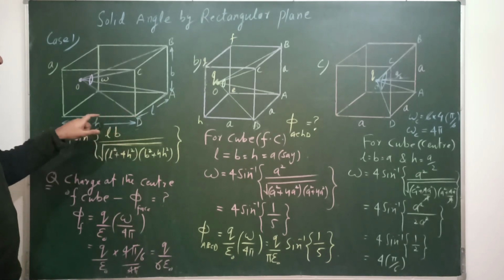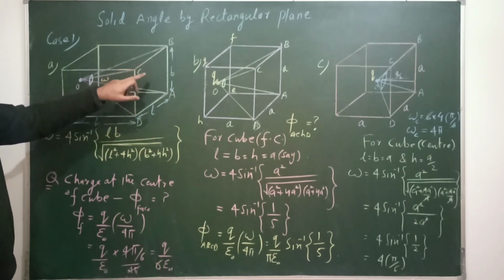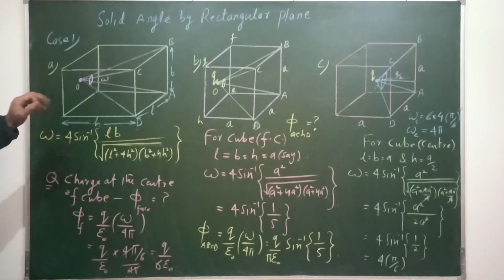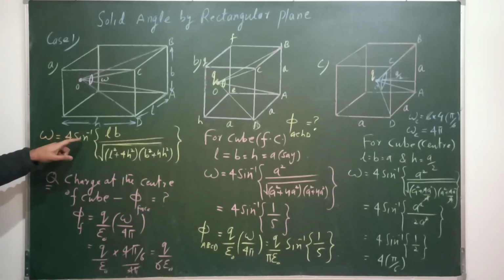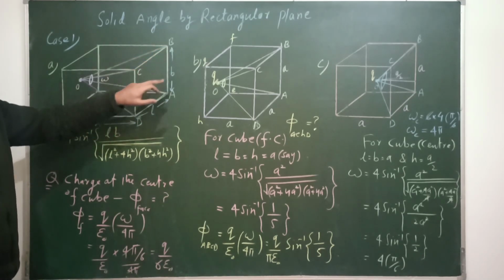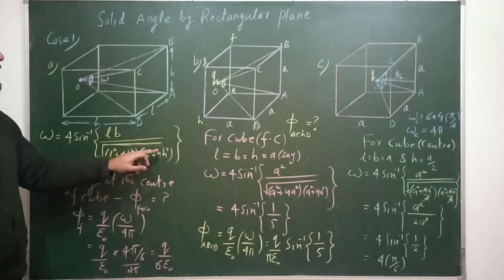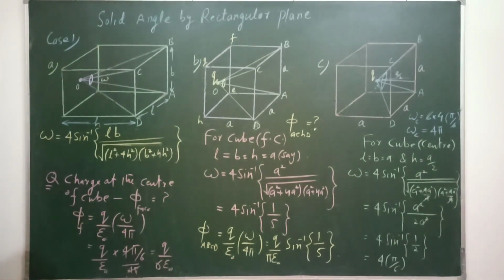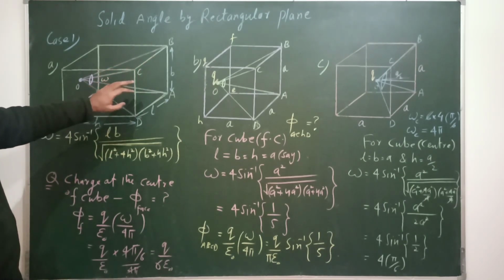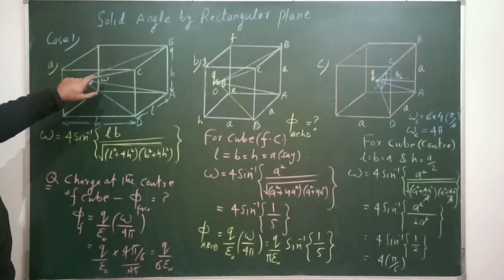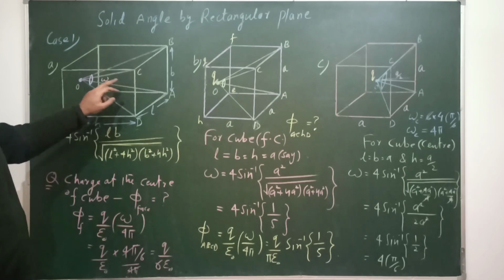Now, if h is the distance between these two parallel planes, then the solid angle subtended at point O is given by omega is equal to sine inverse of LB divided by under root of (L square plus 4h square) times (B square plus 4h square), right? So this is the solid angle subtended by the rectangular plane at a point on the axis of the rectangular plane at a distance h.